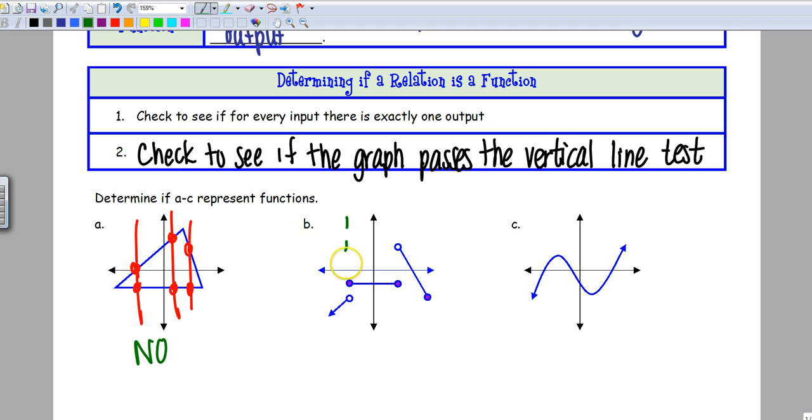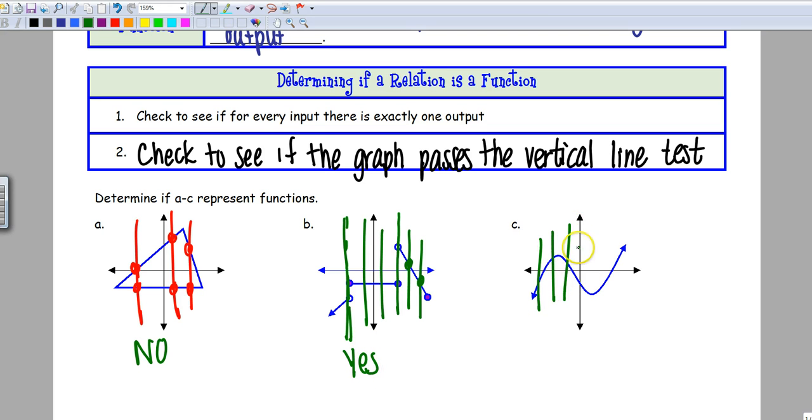If you have an open and a closed dot, that's fine. The open dot doesn't count. Okay, it means you're not including that value. So that's fine. This is fine as well, open and closed. So you're only hitting one spot at a time. Even though technically you're hitting twice here, one of them is open. So this is a yes. Okay, draw some more vertical lines. You are only hitting one part on the graph for each vertical line. This is a yes as well.